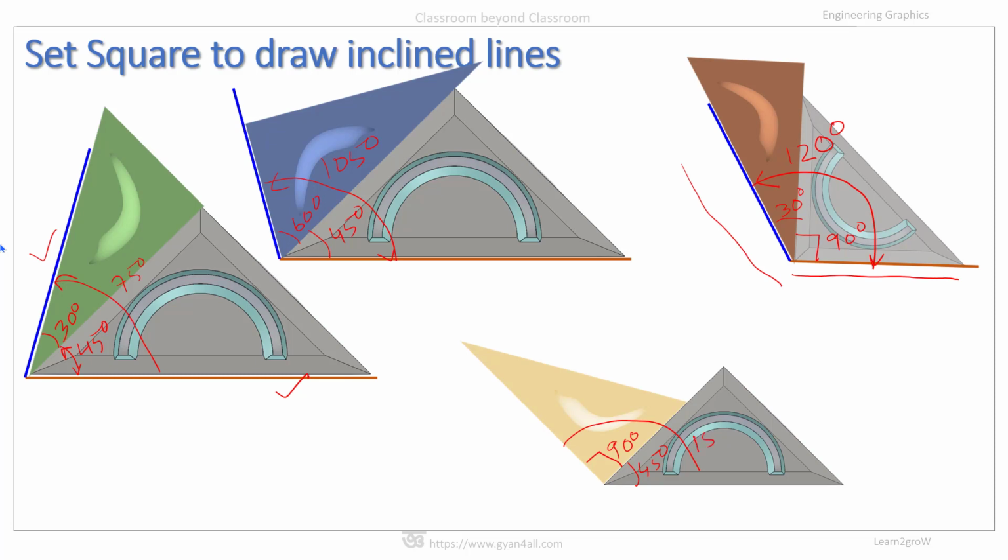We can draw a line. Say this is the first line. We want to draw a line at an angle of 135 degree. That we can do with the help of both these set squares. This way, by using the set squares, we can draw some angles, but not all the angles.